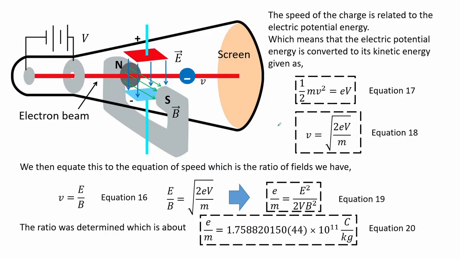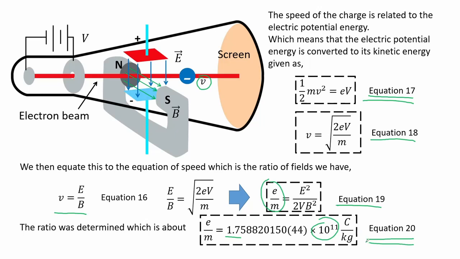The speed of the charge is related to the electric potential energy, which means that the electric potential energy is converted to its kinetic energy given as equation 17. We then rewrite this to get the speed, equation 18. Equating this to the electric field and magnetic field ratio, we get the ratio of the electric charge over its mass shown in equation 19. The ratio was measured to be about 1.75 times 10 to the power of 11 coulombs per kilogram.